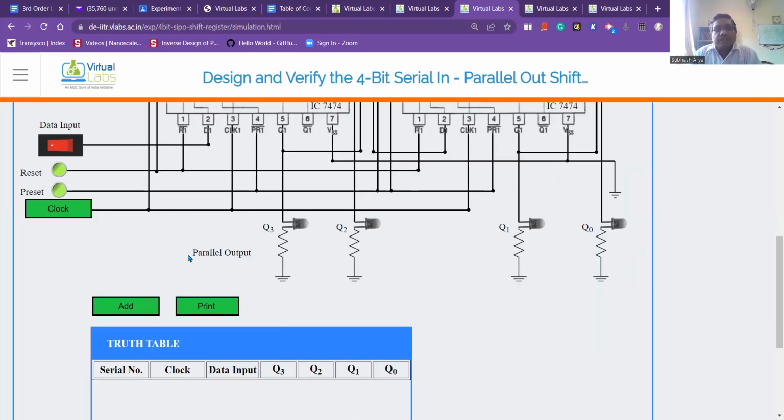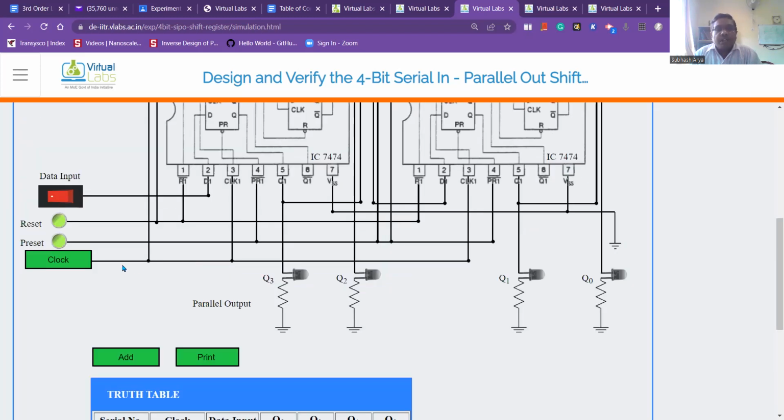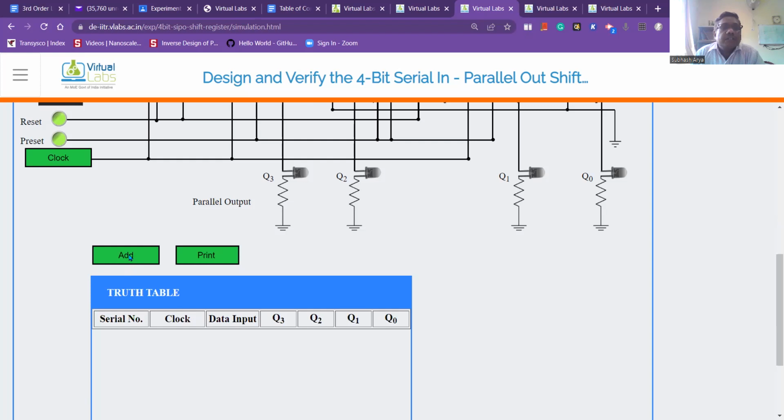Initially, these values are 0, 0. And I apply the clock here. This is the clock pulse. Q3, Q2, Q1, and Q0 are the 4 outputs. Q0 is the least significant bit, and Q3 is the most significant bit. Suppose I have given the data 0, so let us assume that all data is 0. In the table, we see serial number 1, clock is 0, and data is 0, so all outputs are 0, 0, 0, 0. This is the first.